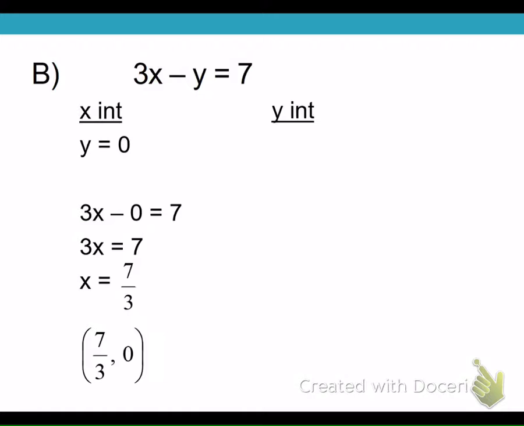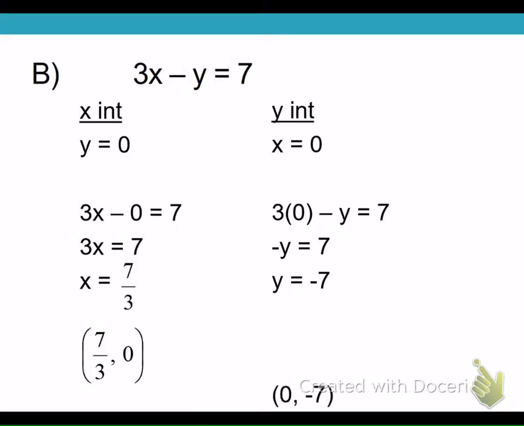So for the y-intercept, now I make the x equal to 0. So the 3x term goes away. So y equals what? -7. So 0, comma, -7. Raise your hand if you have questions on this one.